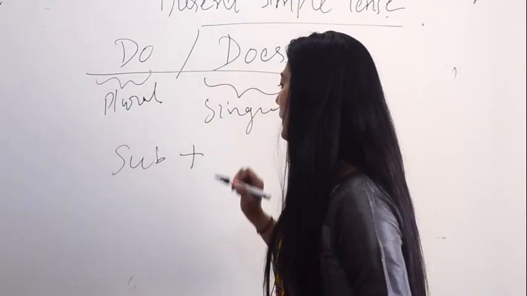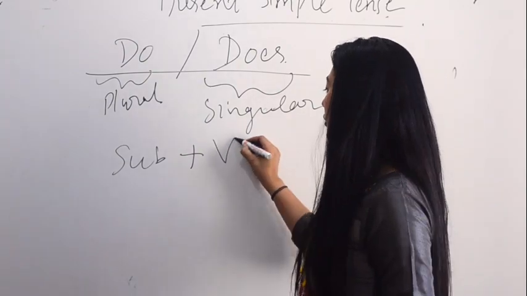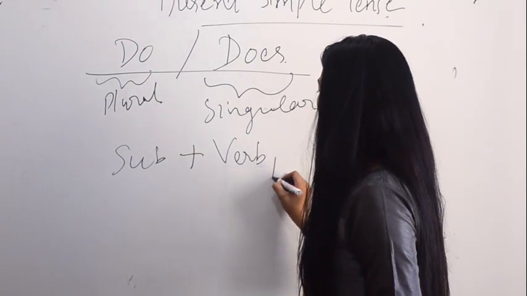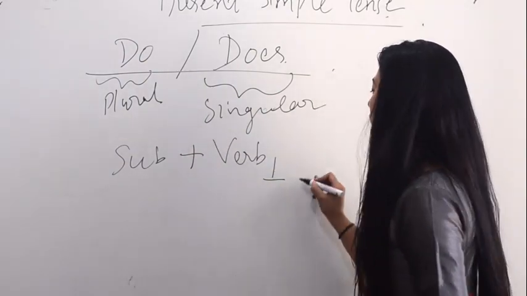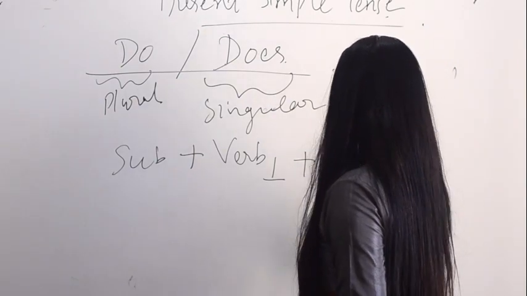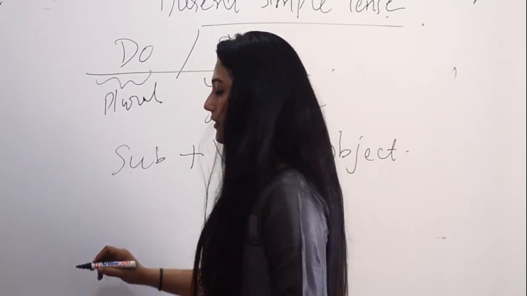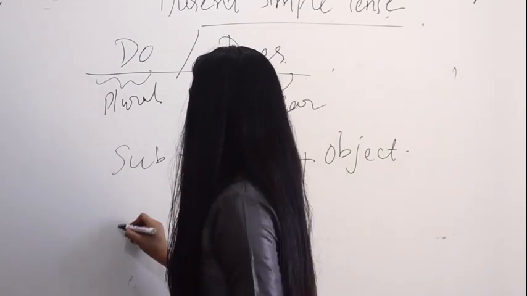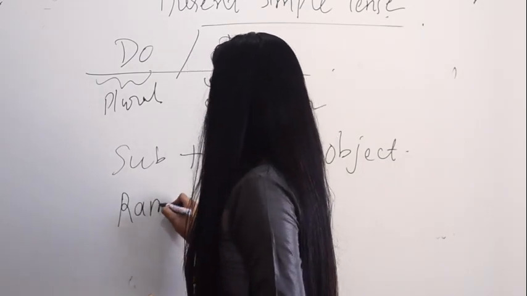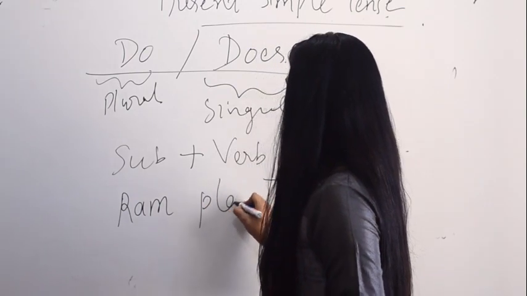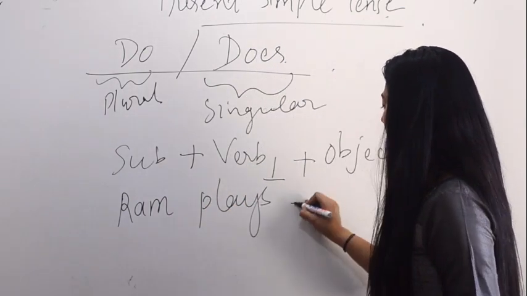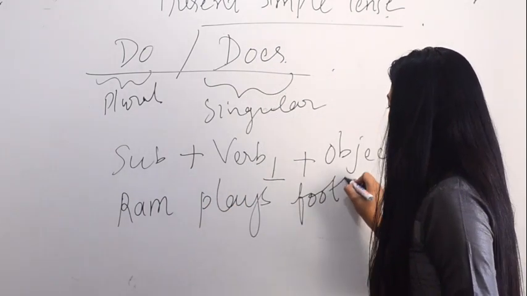Now, the structural formula will be subject plus verb's first form plus object. Now, let's see the example. Ram plays football.